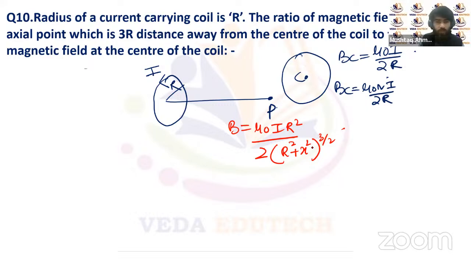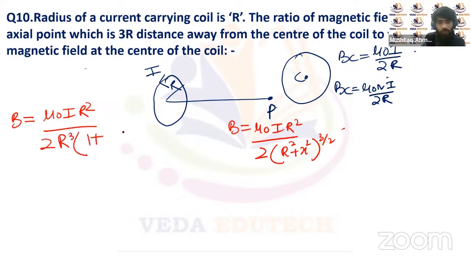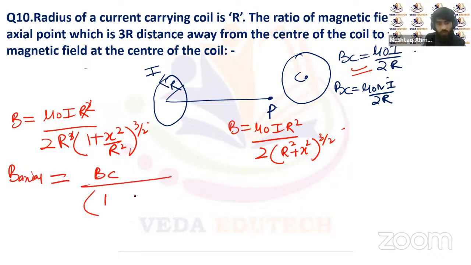Now we have to find the ratio, right? We can rewrite this equation. If we take r as common from the denominator, we'll be left with 2r cube here, and 1 plus x square upon r square, to the power 3 by 2. Now from here r square and r cube will get cancelled, we'll be left with mu naught I upon 2r. So mu naught I upon 2r is nothing but BC, that's the magnetic field at the center, right? We can write B axial is equal to the magnetic field at the center BC upon 1 plus x square upon r square, to the power 3 by 2.